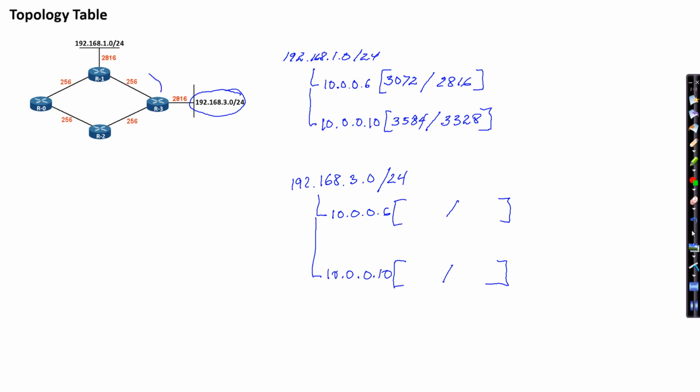For the 192.168.3.0, router 3 will advertise both to router 1 and router 2. His cost is 2816. Router 1 will then take this 256, add to that 2816, and advertise to router 0 at 3072. Same thing for router 2. He will take his 256, add to that number, and the number is 3072. So the number back here is 3072.